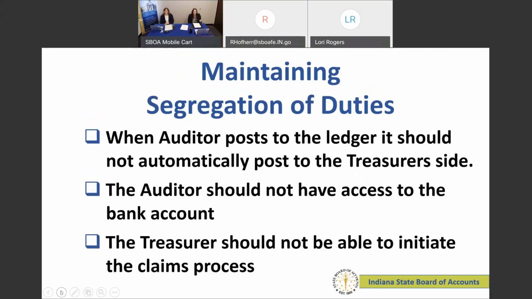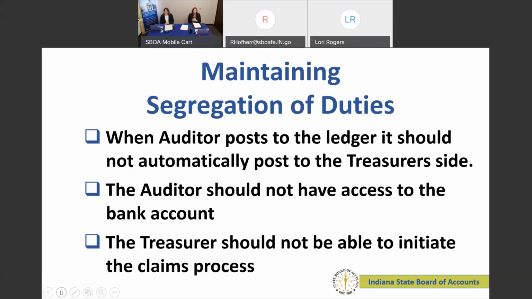So when you're maintaining the segregation of duties, there's a few things here. When the auditor posts a receipt or a disbursement on their side of the ledger, it should not automatically post to the treasurer's side. Because then you're just reviewing the auditor's ledger to the auditor's ledger. Does that make sense? Even though it's on the treasurer's side, it should be two separate records, not one record copied.